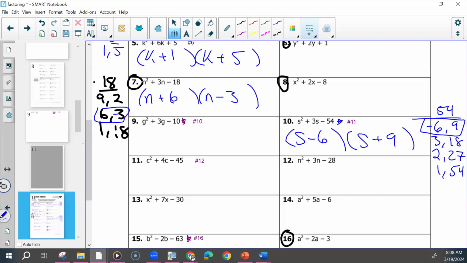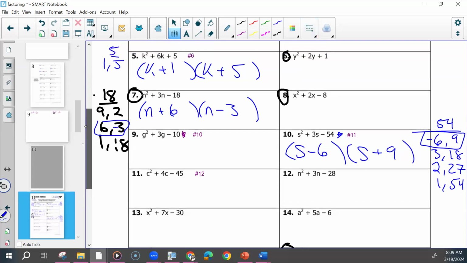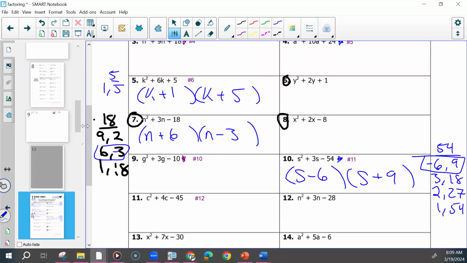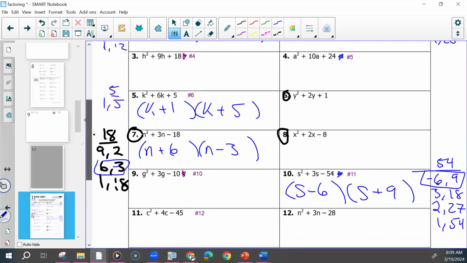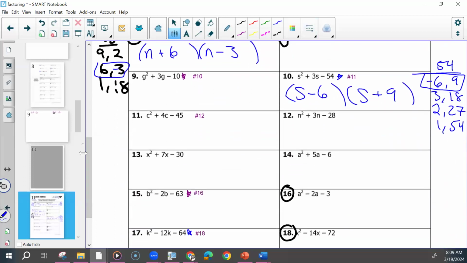There are 2 more types. Are there any others that we want to go over with the 2 pluses? So 3, 4, 6, 8, or the one with the negative at the end, 9 through 14.